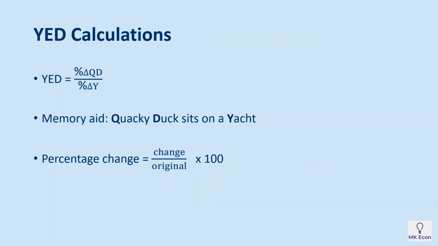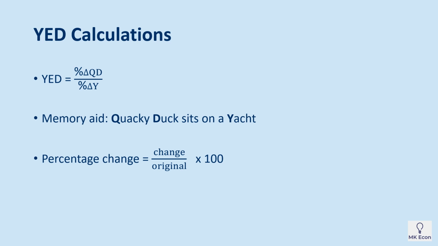So let's practice the quantitative skills with some YED calculation theory. The formula for calculating YED is percentage change in quantity demanded divided by percentage change in income. And you can see I've used abbreviations here of the triangle for change, QD for quantity demanded, and Y for income. You can write it in full, but this would save you time.